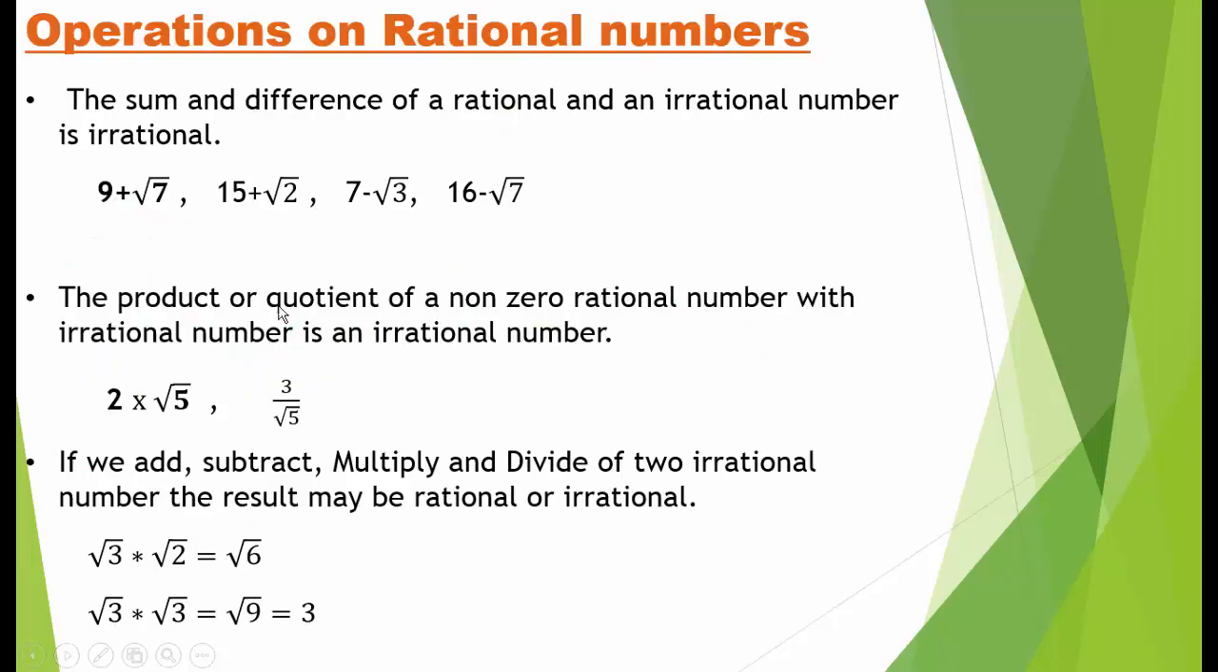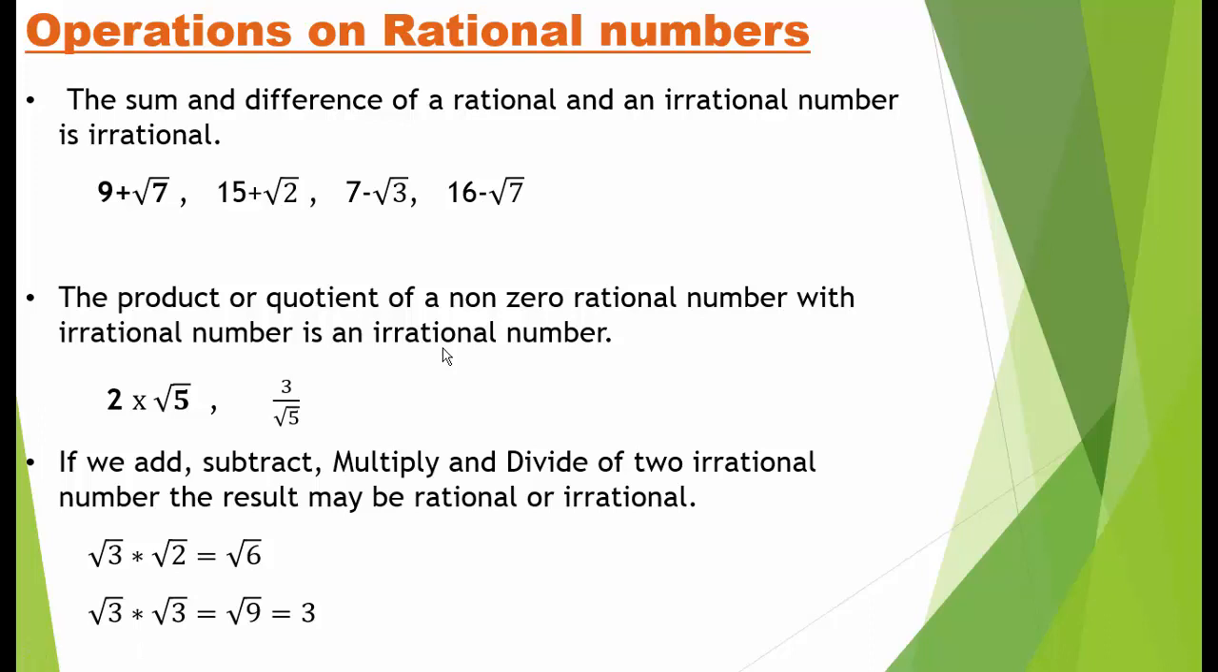This is our sixth lecture of number system, and in the last lecture we have discussed operations on rational numbers. The first operation was: the sum or difference of a rational and an irrational number is always an irrational number. The second operation was: the product or quotient of a non-zero rational number with an irrational number is an irrational number. This was discussed in the last lecture, including why we write non-zero here.